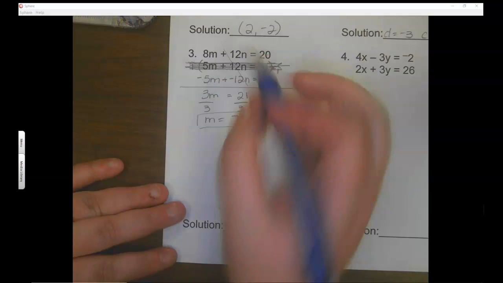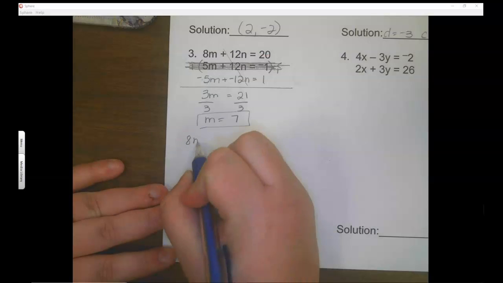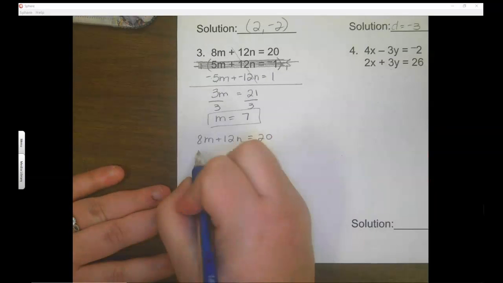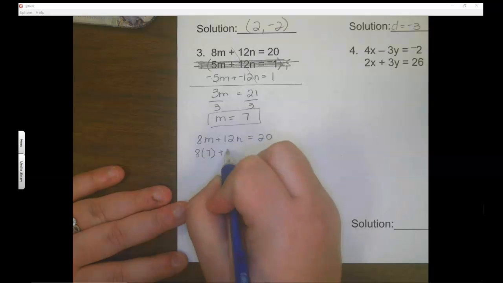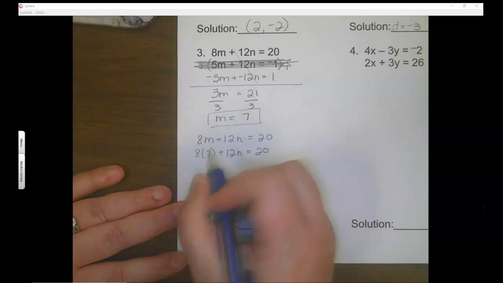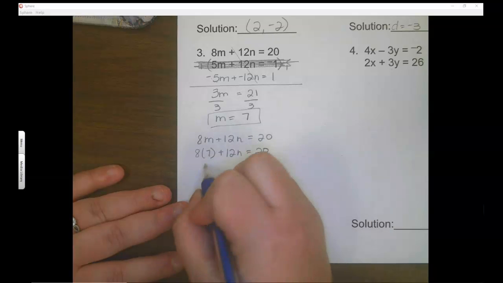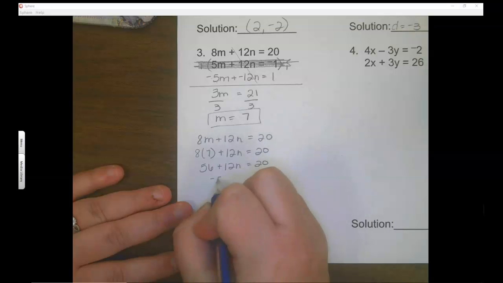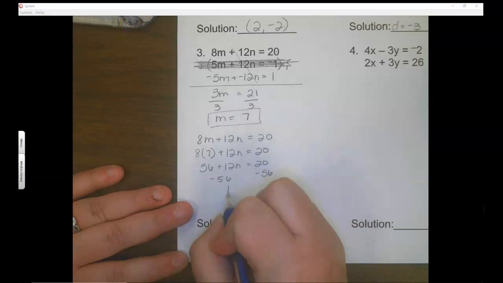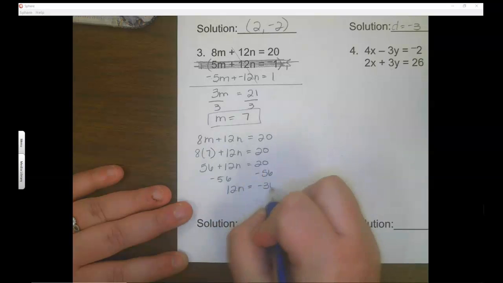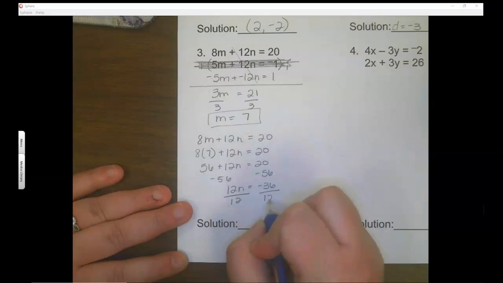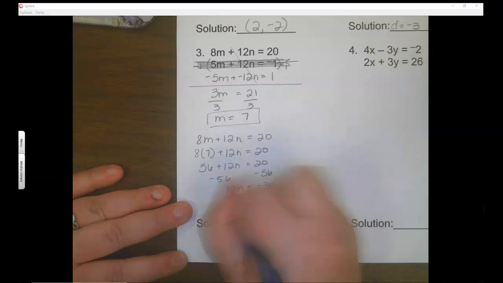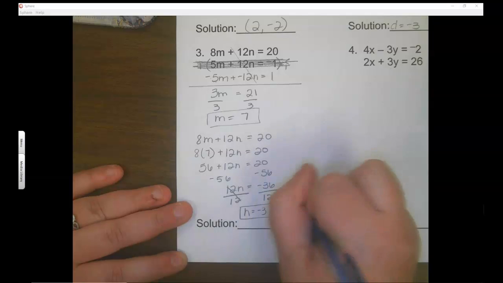So now let's look. I'm going to plug it back into my equation. So 8m, I like to rewrite my entire equation so I don't make any mistakes. So 8 times 7 plus 12n equals 20. 7 times 8, 56. Subtract 56 from both sides. Divide by 12. And n equals -3, while m equals 7 is my solution.